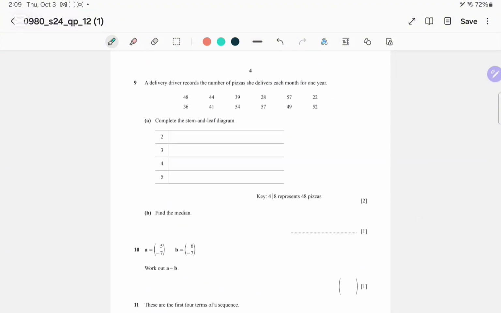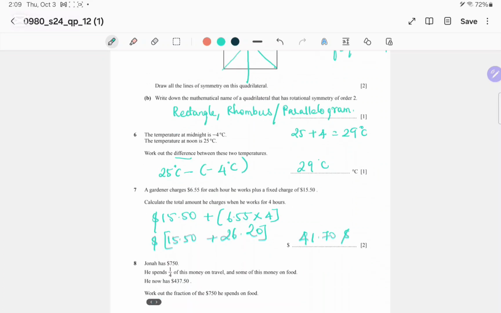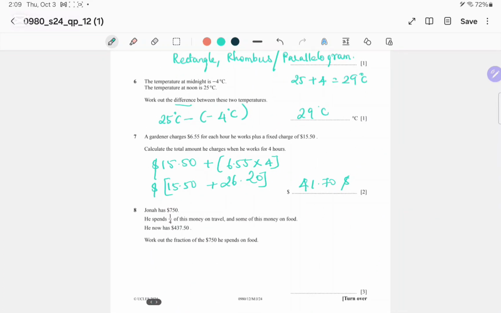Now the ninth question. Oh, I missed a question here, one minute. Yeah, I missed a question at the bottom. Jonah has $750. He spends 1/4 of the money on travel and some of his money on food. He is now having $437.50. Work out the fraction of $750 he spends on the food. How much is the fraction you have to calculate?